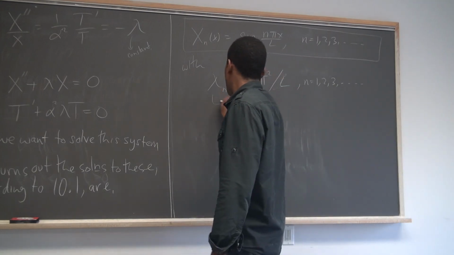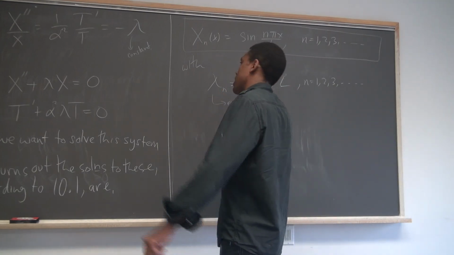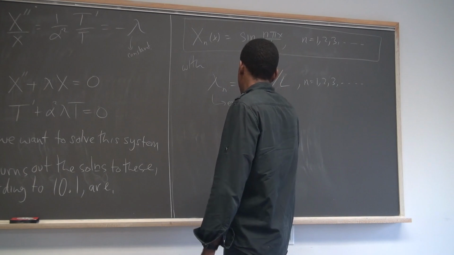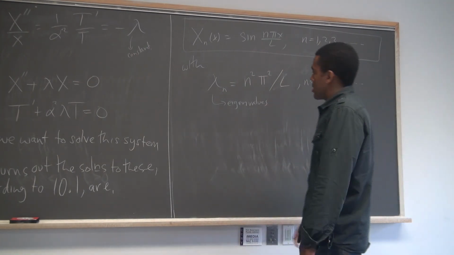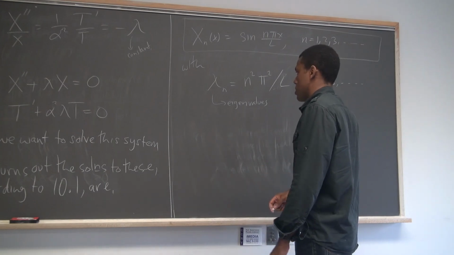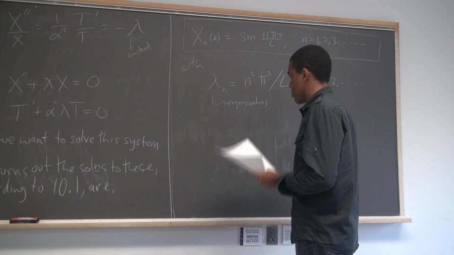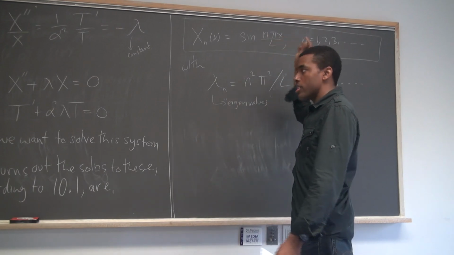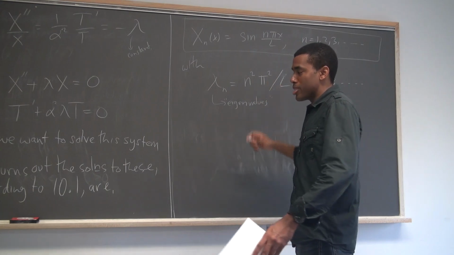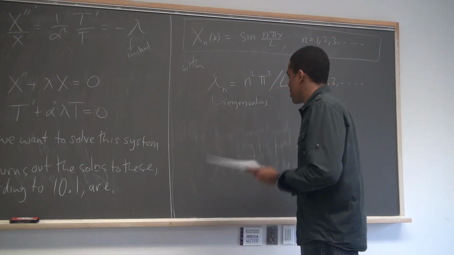These guys are called eigen. I don't know if I should even tell you the names. You're not going to really know what these are. Eigenvalues. These guys are called eigenvalues. The solutions are called eigenfunctions. But when you do linear algebra, you'll understand more what those mean.